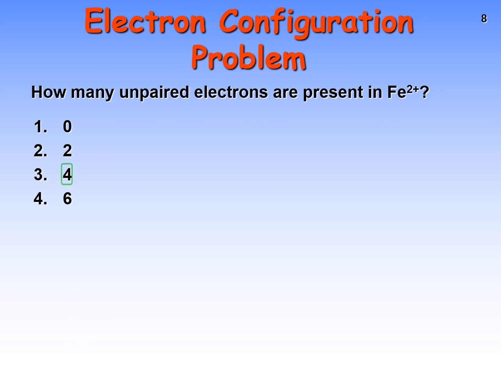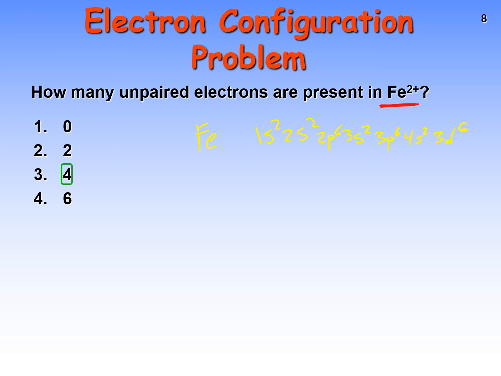So let's talk about an electron configuration. Oh, well, the answer is 4. If we want to figure out how many unpaired electrons are in Fe2+, we can do that using electron configuration. So we write out the electron configuration of Fe. All right, so if we look at Fe, it's 1s2, 2s2, 2p6, 3s2, 3p6, 4s2, 3d6.